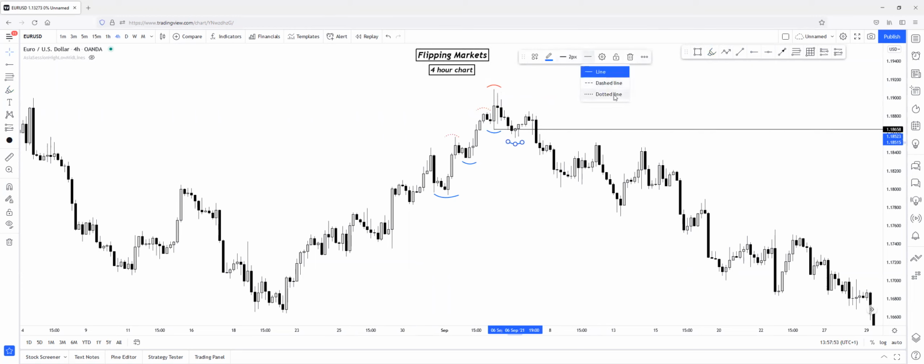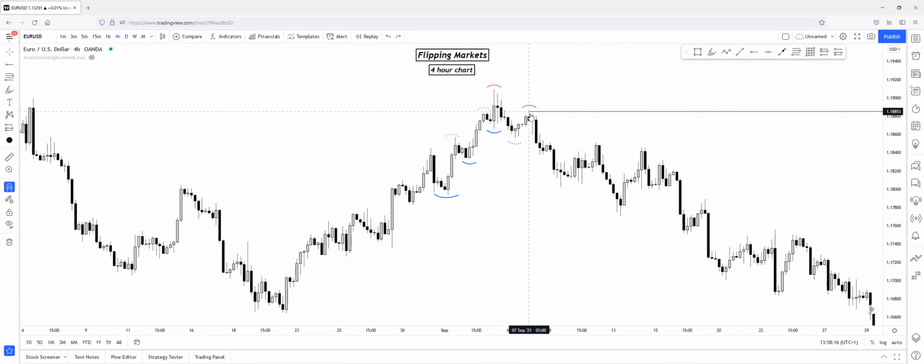I will just mark it with a dotted line. This is our new weak low. After this, price created a new strong high because it broke structure to the downside here. As you can see, it broke the last weak low with an efficient movement. So this means price has created a new strong high. After this, it created a pullback again. I will just delete this line from here and remove it to here.